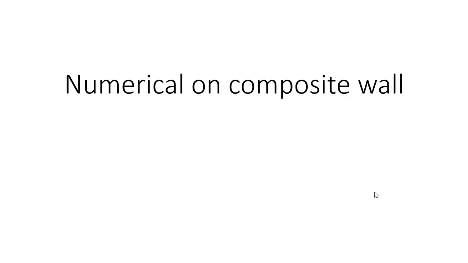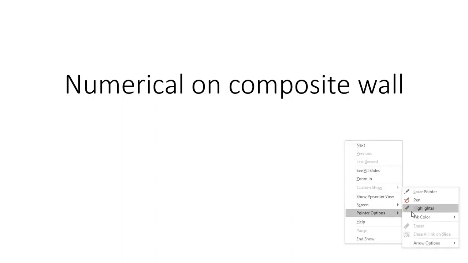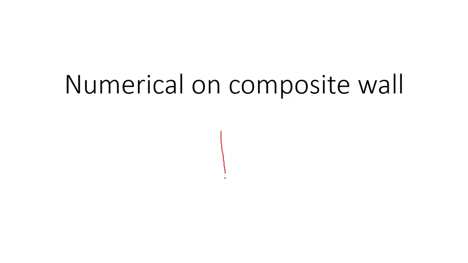Good morning, friends. Today we will discuss a numerical on composite wall. We all know that the composite wall is the combination of two walls which may have the same conductivity or different conductivity, same cross section or different cross section.